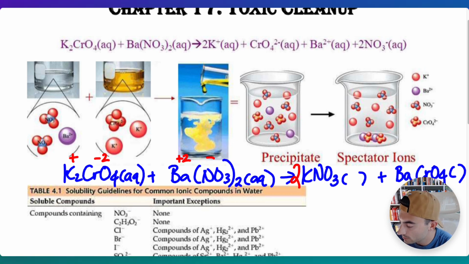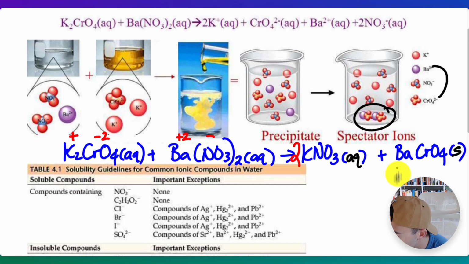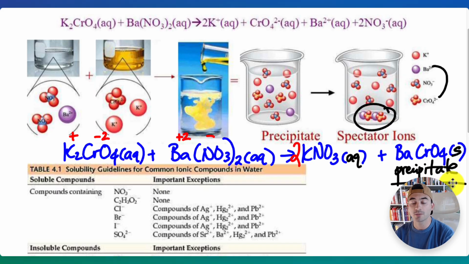Then we also have to be able to predict what the phase of each of the products are. Now, either one of them is going to be a solid, or they're both going to be aqueous, and no visible reaction is going to occur. In this case, we can see from this diagram here that the potassium and the nitrate ions are still floating around in solution, so that means they are still aqueous. The chromate and the barium ions have come together to form a solid, so they are the insoluble solid that forms, and we call the insoluble solid a precipitate, which is why we call these types of reactions precipitation reactions.